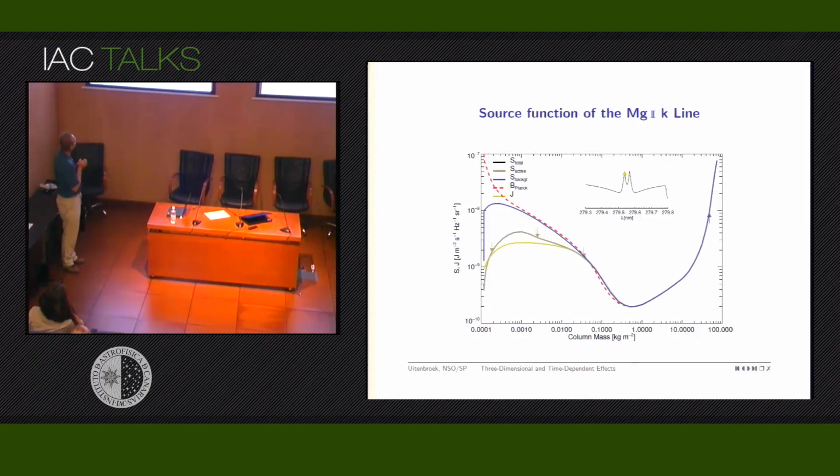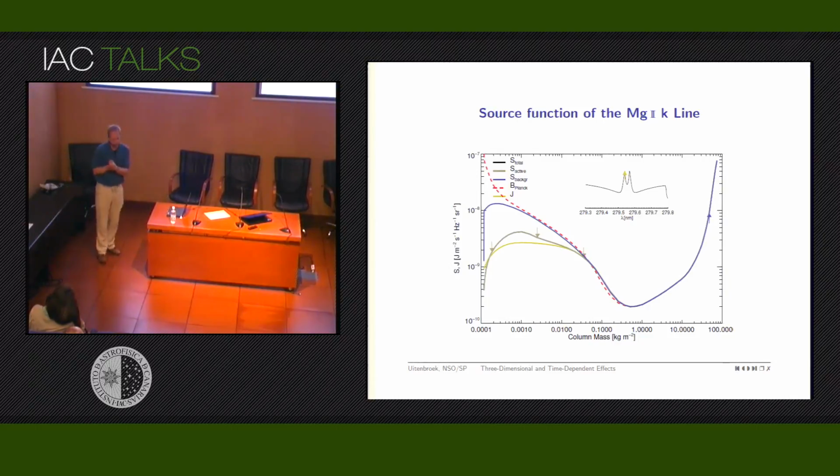Now here's an example of how the source function in a strong line, in this case one of the lines of ionized magnesium at 280 nanometers, behaves. Deep in the atmosphere, in layers where there are a lot of collisions and where the density is high, the source function, which is drawn here in gray, behaves very much like the Planck function. We have what we call local thermodynamic equilibrium. The higher up you get, collisional coupling becomes less effective, and the radiation field starts to matter.